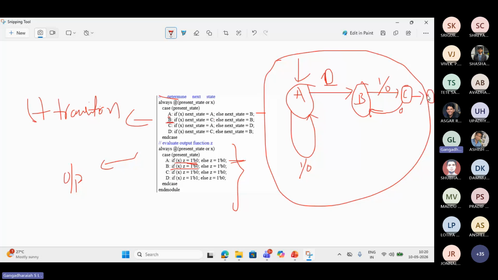Was this your doubt? No, my doubt is that this next state is not required. So my doubt was like that only. When we are at the next state C, then how is the state getting changed to B again? That is my doubt.